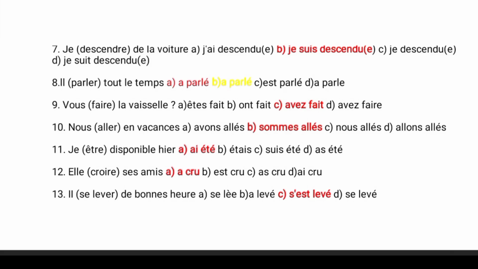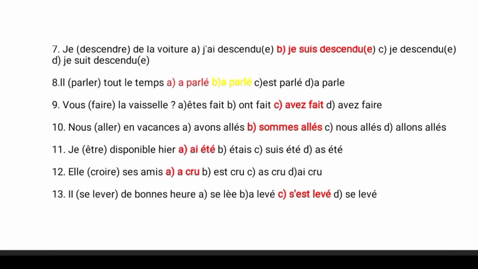Number 11 is je, then in bracket être disponible hier. Now remember for the verb être, I told you to write the conjugation in the comment section. The participe passé of the verb être, like we saw in the list of the third group verbs, is é accent aigu, T, é accent aigu, that's été. And I used avoir to conjugate it. So I have je in bracket être, and then j'ai été. That way you have the number 11. You have elle croit ses amis. Croire is not a moving verb, so elle a cru à ses amis.